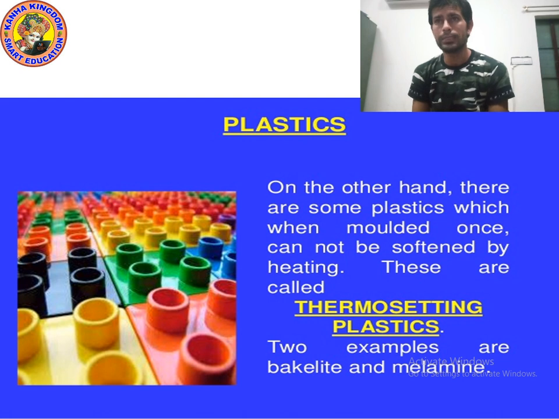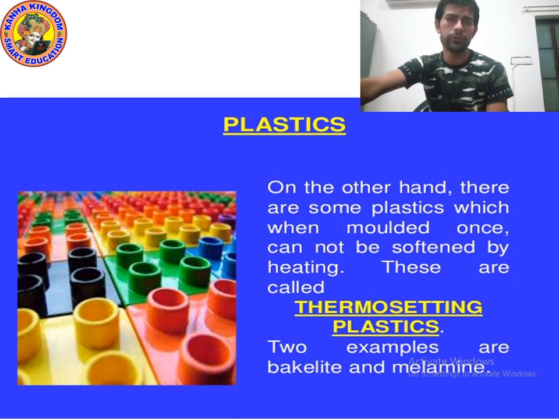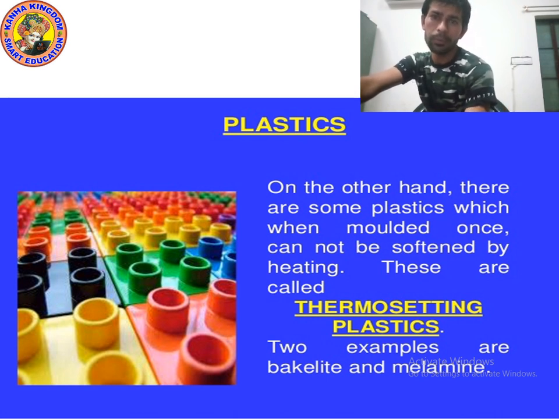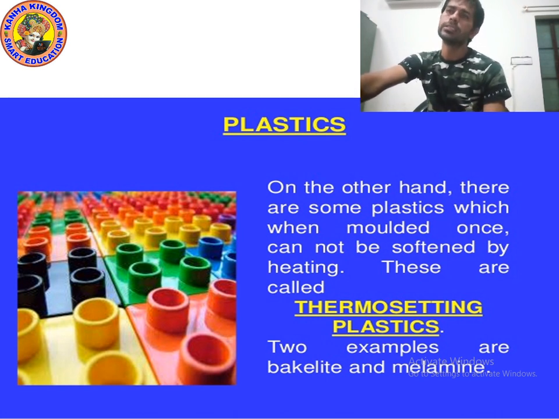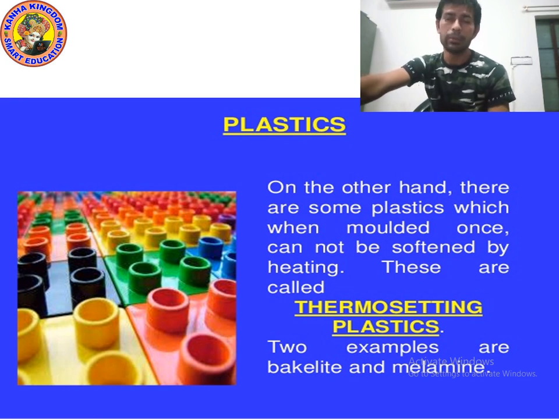Okay kids, now let's study thermosetting plastic. We studied about thermoplastic. Can you define thermoplastic? Such plastic which gets deformed easily on heating and can be bent easily are known as thermoplastic, like polythene and PVC. And what is thermosetting plastic?